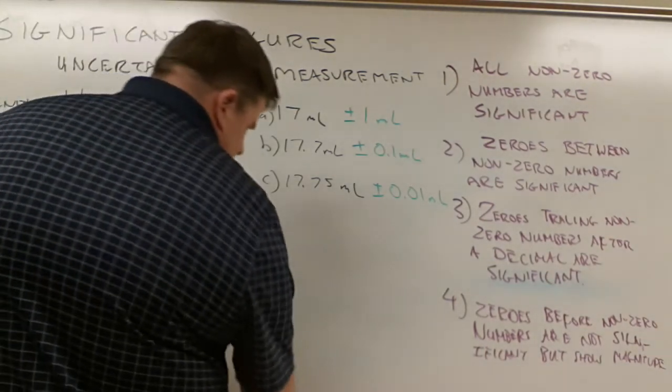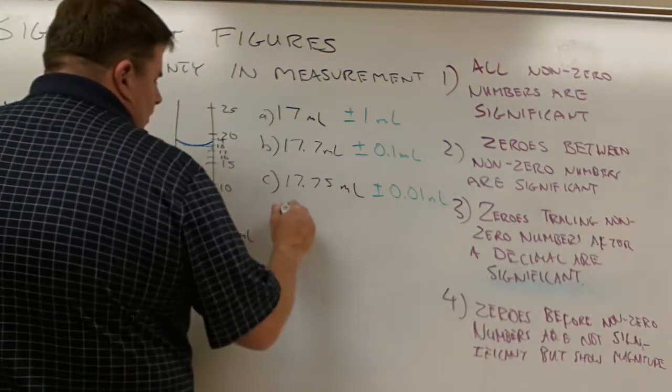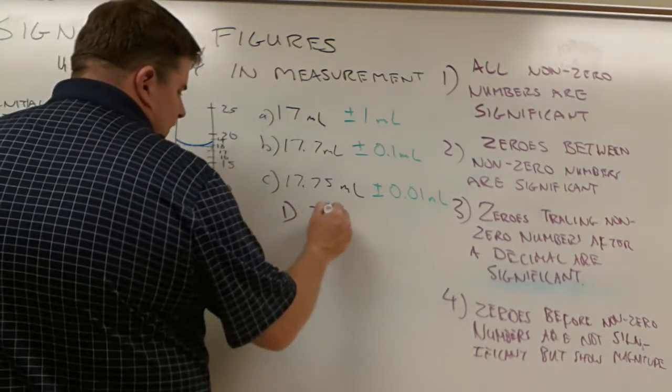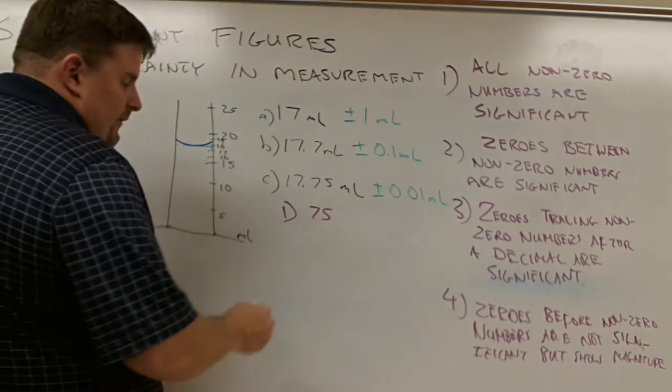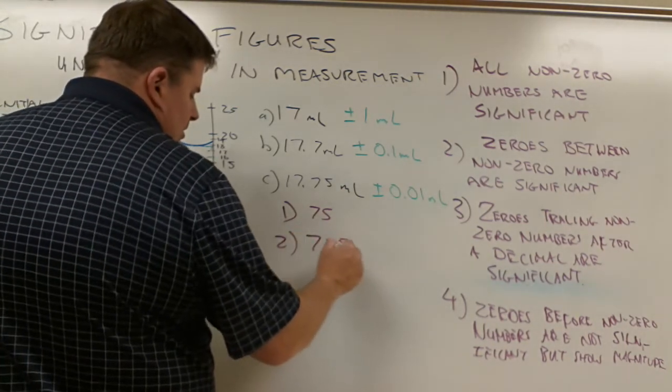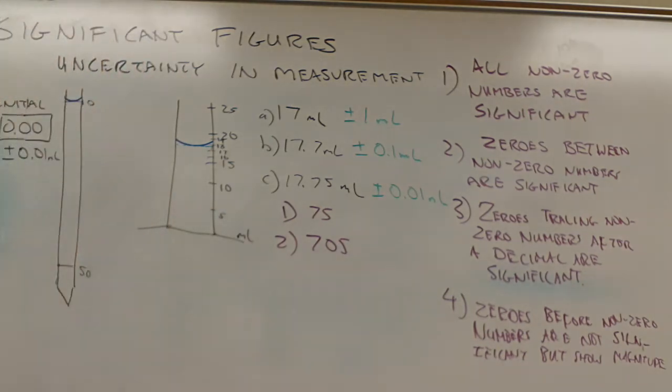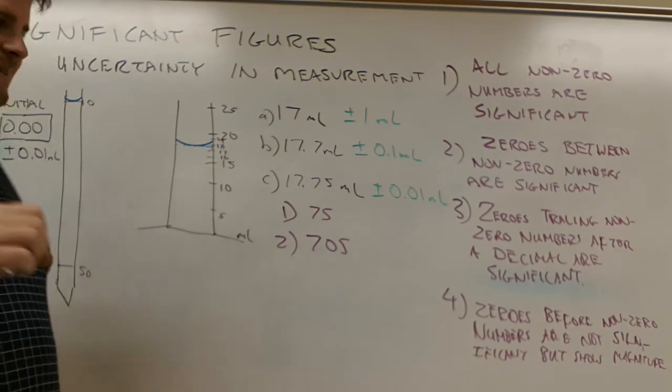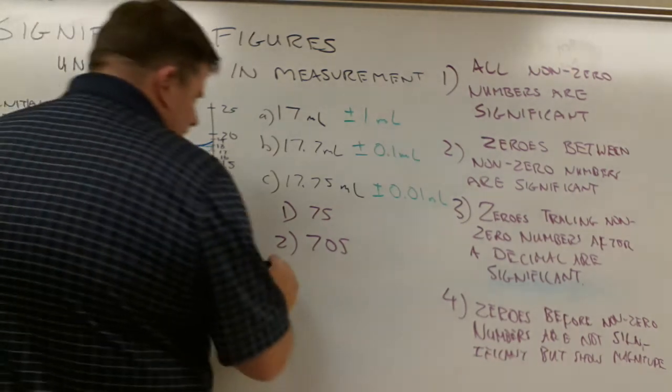Okay, so here's example 1. So all non-zero numbers are significant. So if I have 75, all of those are significant. Zeros between: so if I write 705, the zeros between non-zero numbers are significant. The zeros trailing non-zero numbers after a decimal are significant.